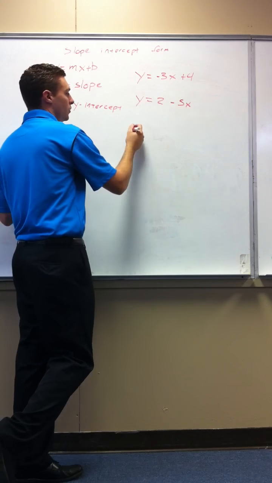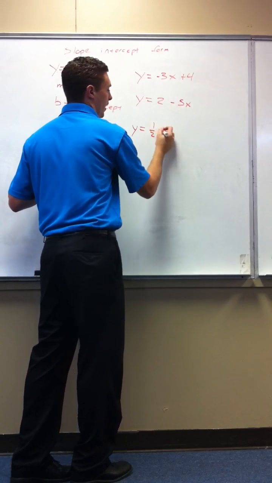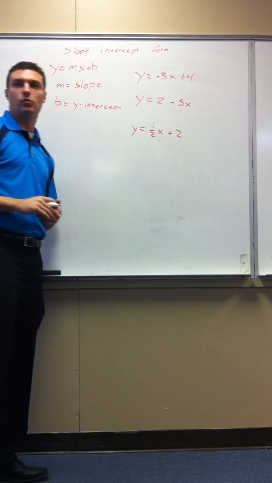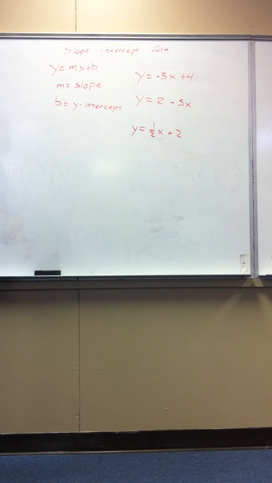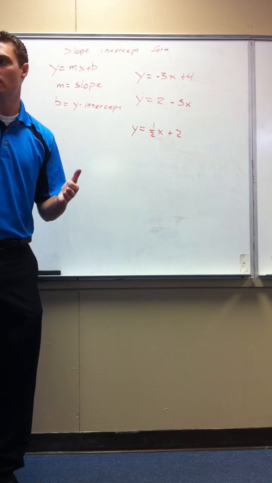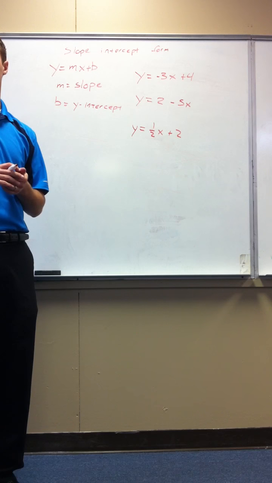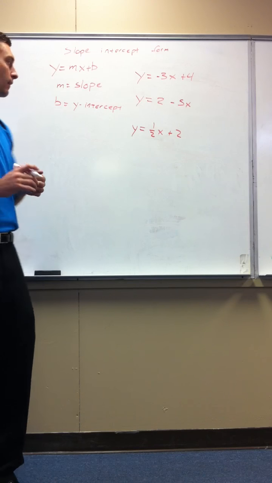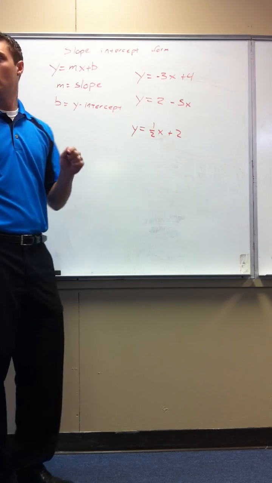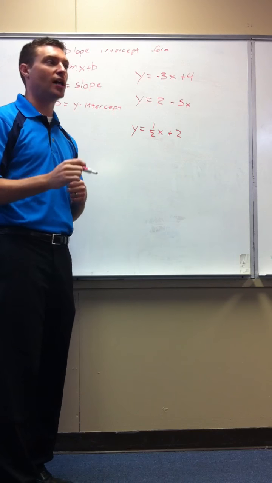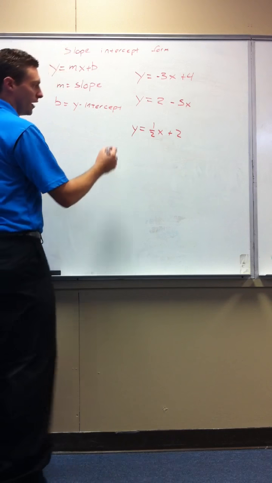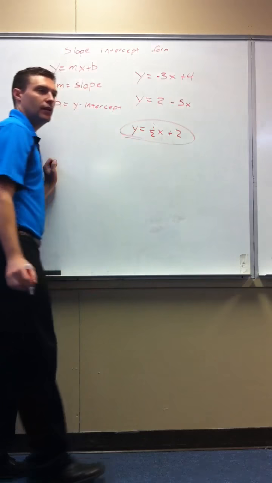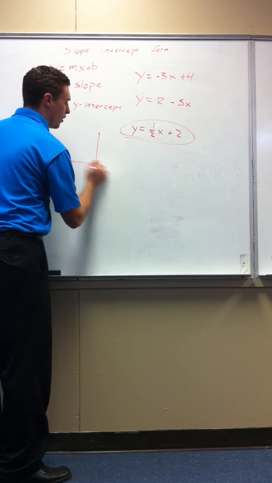Let's do another one. So y equals 1/2 x plus 2. What is the y-intercept? 2, the number off by itself. What is the slope? 1/2. Okay, what does the y-intercept mean? Do you remember the definition for y-intercept? It's the place where the line crosses the y-axis. So let's go ahead and graph this right here.